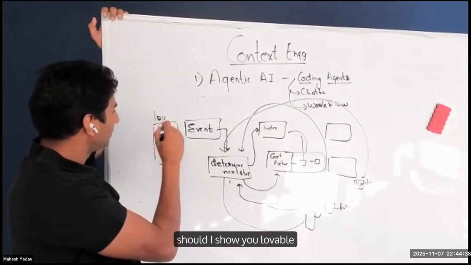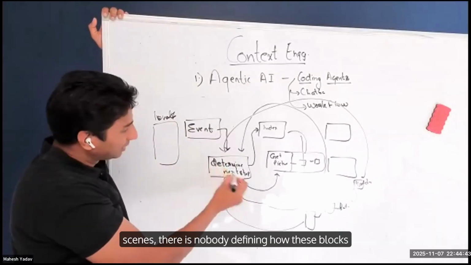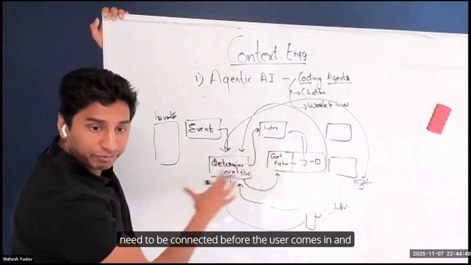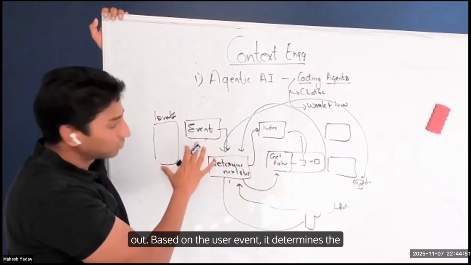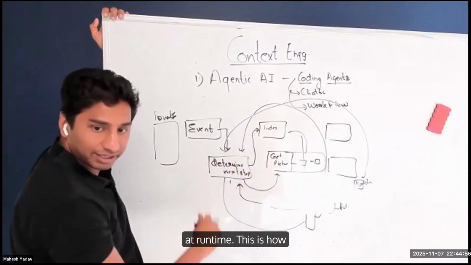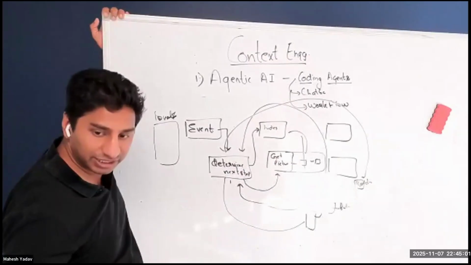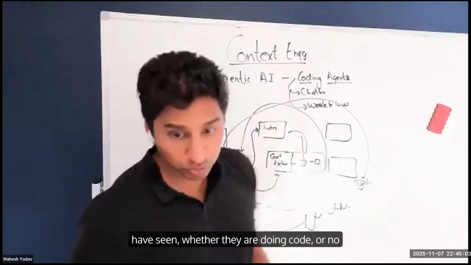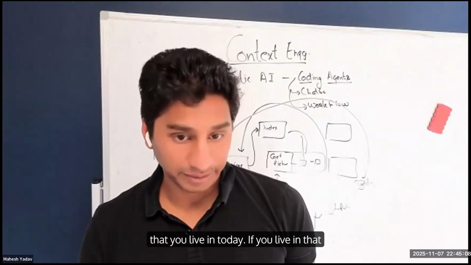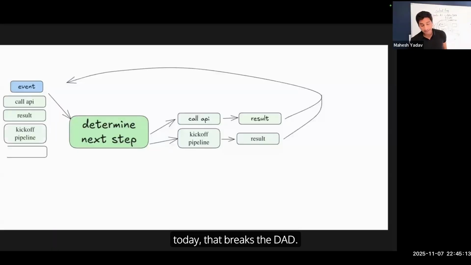Should I show you Lovable, or is everybody comfortable knowing what Lovable is and how it works? Behind the scenes, there is nobody defining how these blocks need to be connected before the user comes in and asks. Based on the user event, it determines the next steps and creates whatever needs to be done at runtime. This is how all of the agents that you have seen, whether they are doing code or no code, are working behind the scenes. And that's the world that you live in today. That breaks the DAG.